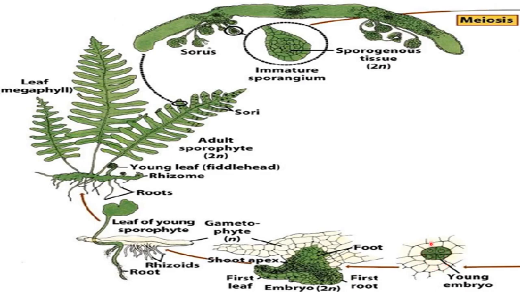It is coming from the zygote. Okay, the zygote developed to form the embryo. So this is the embryo structure, and this embryo structure is forming this complete sporophyte structure here, right? So this sporophyte has been formed after the development of the zygote.